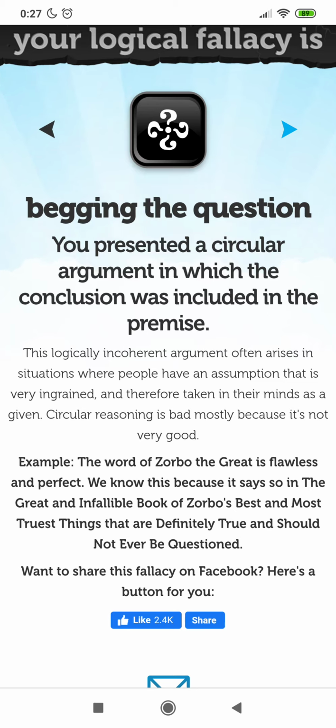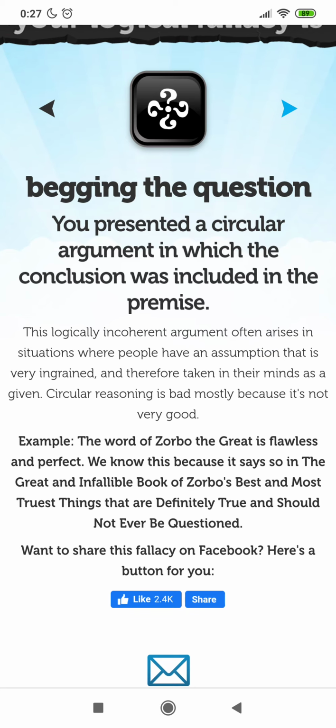Example: the word of Sorbo the Great is flawless and perfect. We know this because it says so in the great and infallible book of Sorbo's best and most truest things that are definitely true and should not ever be questioned.